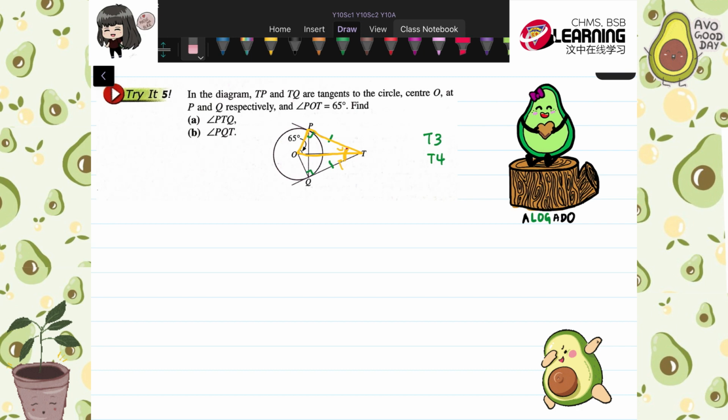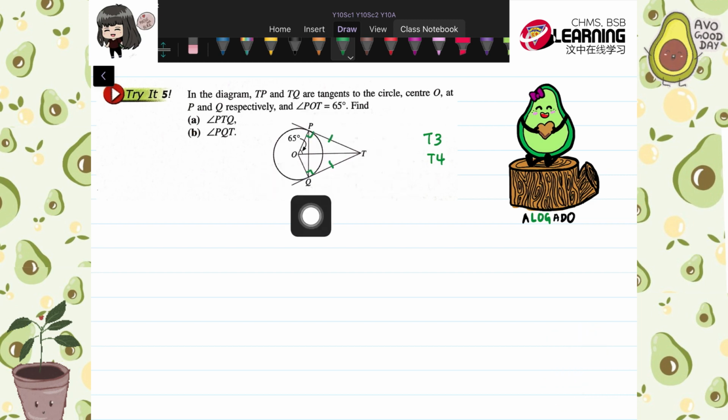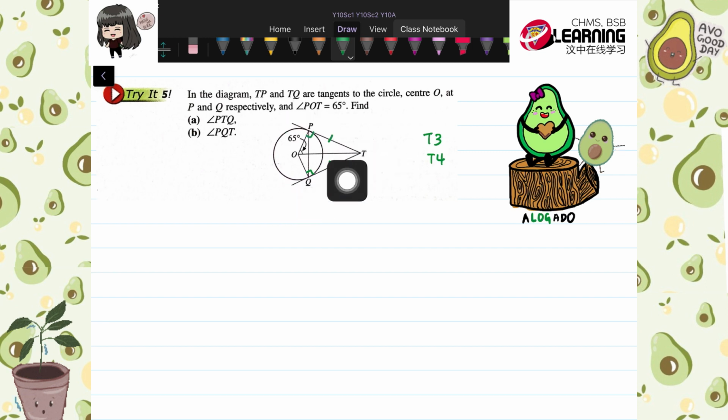Okay, let me explain why these two triangles are the same. We have a 90 degree here, we have a 90 degree here, we have a same length here, and they share the same length in the middle, OT. They share sides, and PT, TQ are the same. If all the sides are the same, means that they are congruent. So this angle and this angle are the same. And this 65 here, this is also 65.